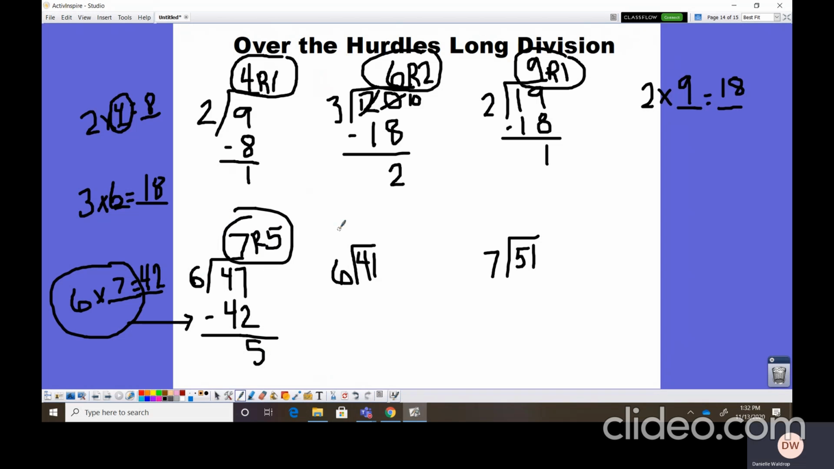Let's do 41 divided by 6. What factor are we going to use? 6 times what are we going to use to get close to 41 without going over? Well, we just used 6 times 7, and it's 42, so it's too big. So it can't be over 7. So let's try 6. 6 times 6 is 36. That's close to 41 without going over. So let's put our 6.